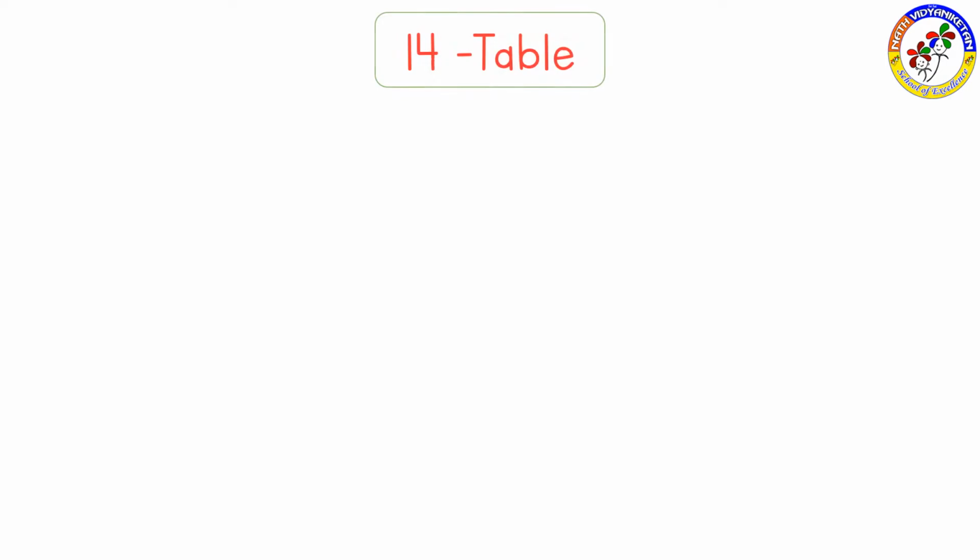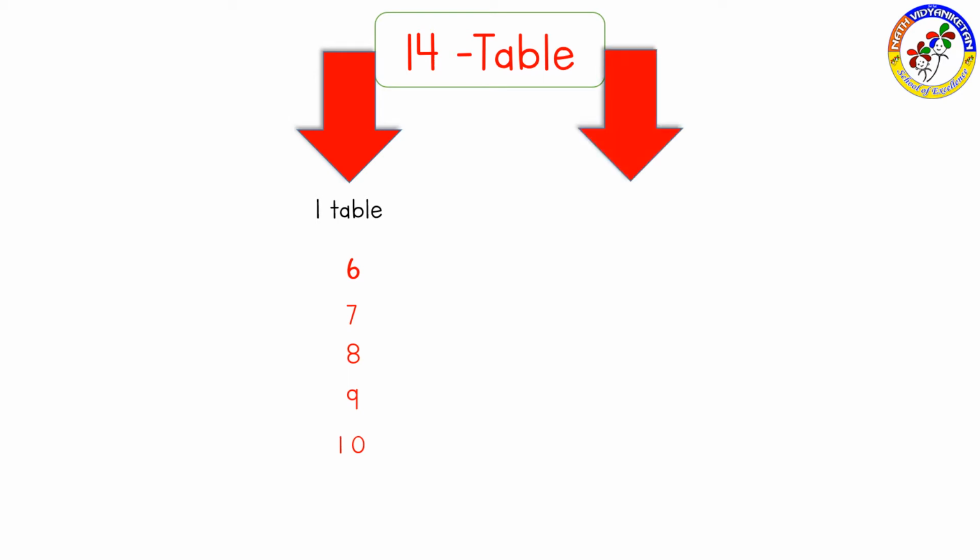Now let us go to 6th step. From 6th step onwards, let us see. So one table from 6th step. 1 6 are 6. 1 7 are 7. 1 8 are 8. 1 9 are 9. 1 10 are 10. Now 4th table from 6th step.